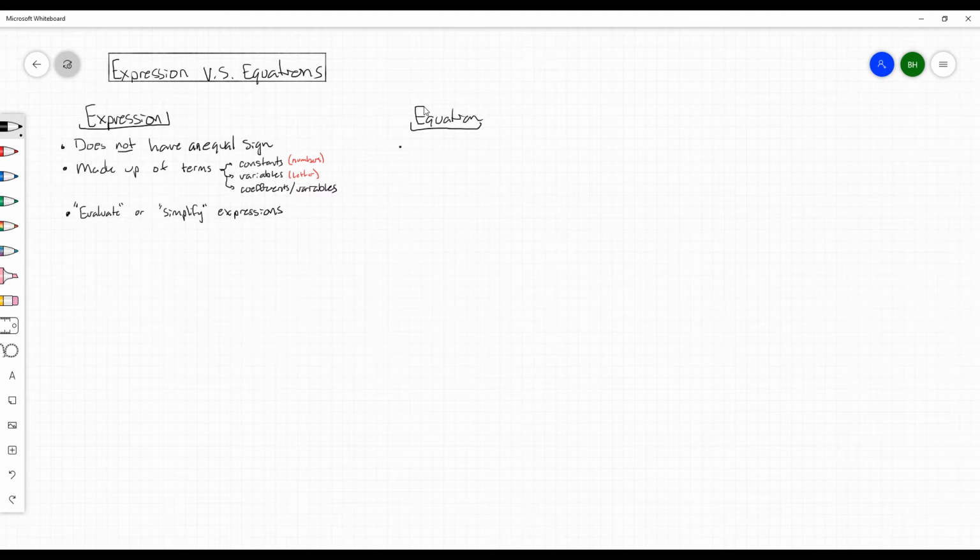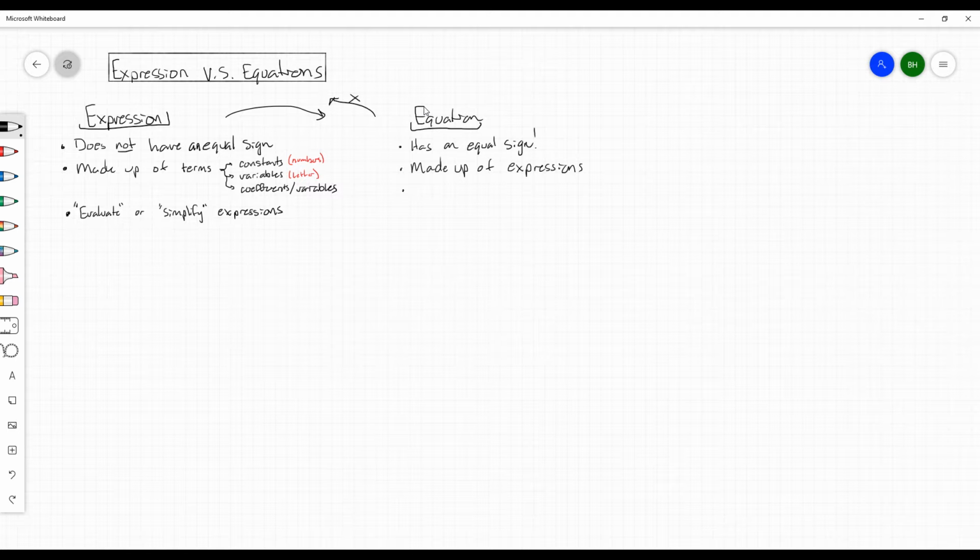And an equation has an equal sign. So when you see an equal sign, boom, you've got an equation. An equation is made up of expressions. So an expression can be in an equation, but an equation cannot be in an expression, right? It just has to do with the equal sign. But an equation is made up of expressions.